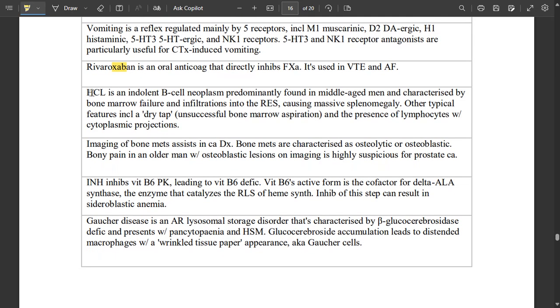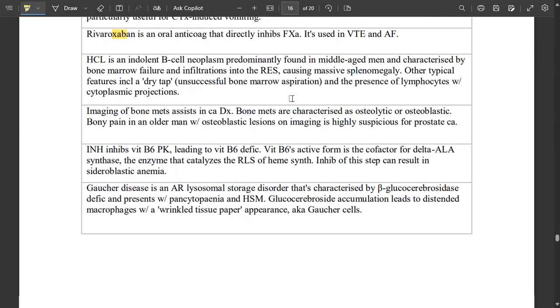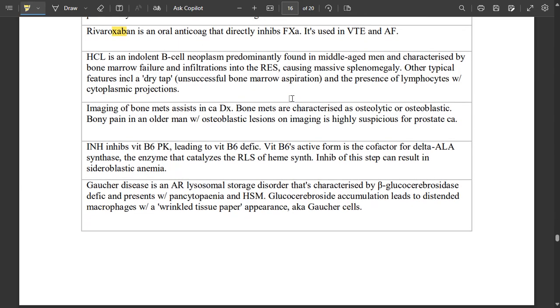Okay, HCL, hairy cell leukemia. Hairy cell leukemia is an indolent B cell neoplasm predominantly found in middle-aged men. So in middle-aged men, hairy cell leukemia can occur, characterized by bone marrow failure and infiltration into the bone marrow. So those hairy-looking cells infiltrate the bone marrow, and also the spleen, therefore causing massive splenomegaly.